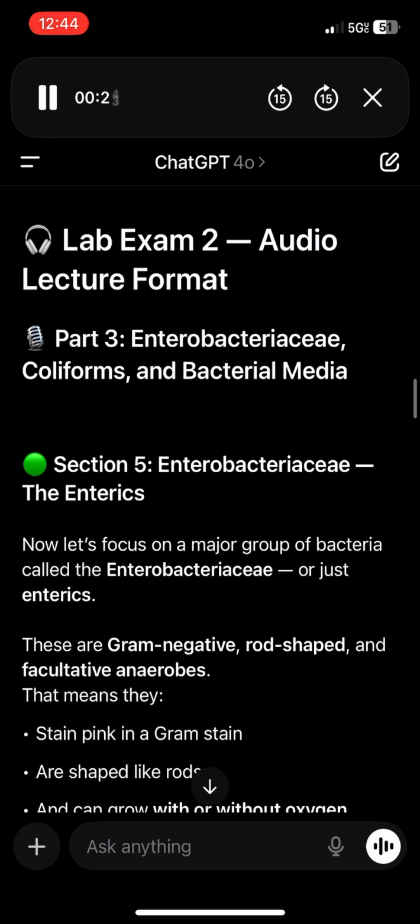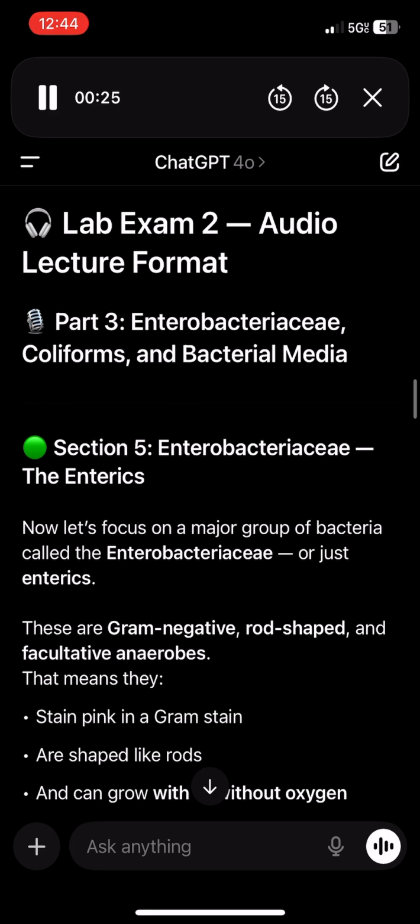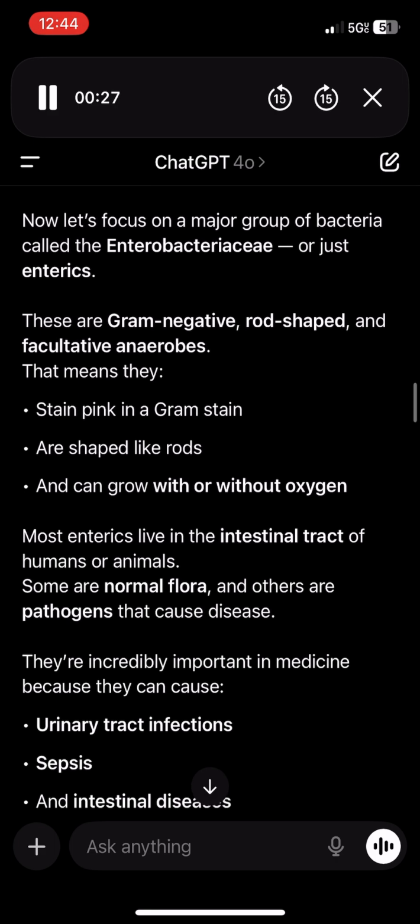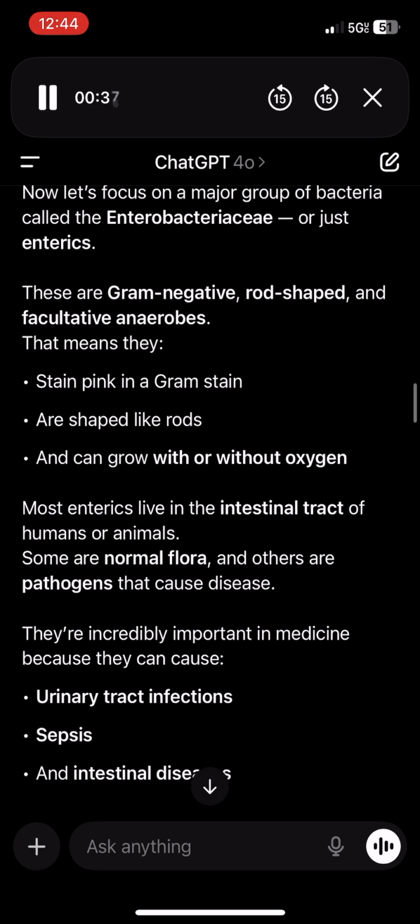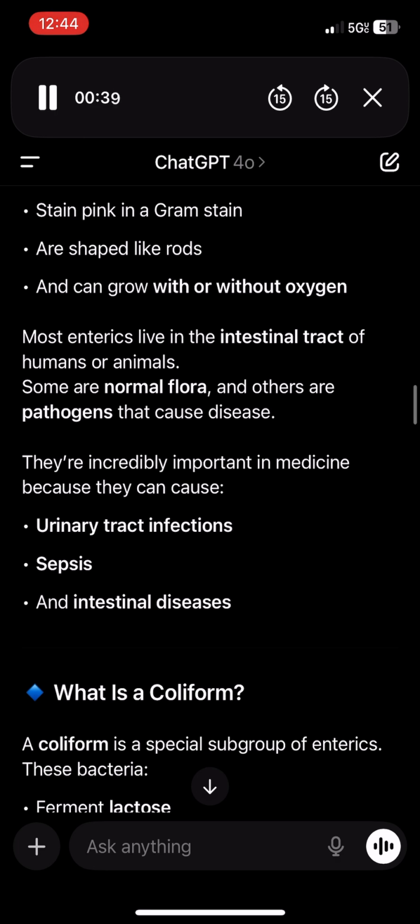5. Enterobacteriaceae, the enterics. Now let's focus on a major group of bacteria called the Enterobacteriaceae, or just enterics. These are gram-negative, rod-shaped, and facultative anaerobes. That means they stain pink in a gram stain, are shaped like rods, and can grow with or without oxygen.